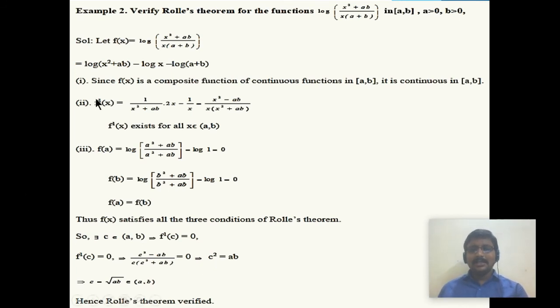So simple: f is continuous, f dash of x is obtained, and f dash of x exists for all x belonging to the open interval (a, b). That means f of x is derivable here, and also the functional values coincide here. By Rolle's theorem, there exists one value of x, say c, such that f dash of c is 0 here. Thus, we have c equal to root of ab, which clearly lies in the open interval (a, b), because root of ab is the geometric mean of a and b. Hence, Rolle's theorem is clearly verified.